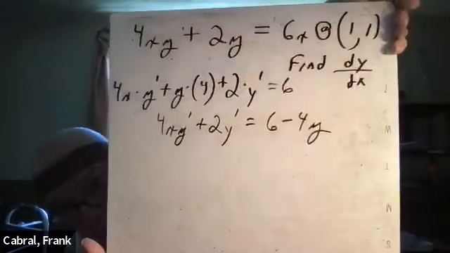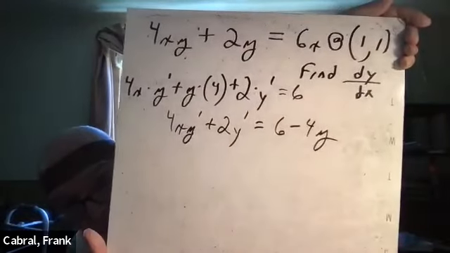So on the left-hand side, I'm going to have 4x times y prime plus 2y prime is equal to 6 minus 4y. So I'm just gathering some things together, and I'm going to try to solve for y prime by now factoring out a y prime from those two terms. Last step will be to divide.